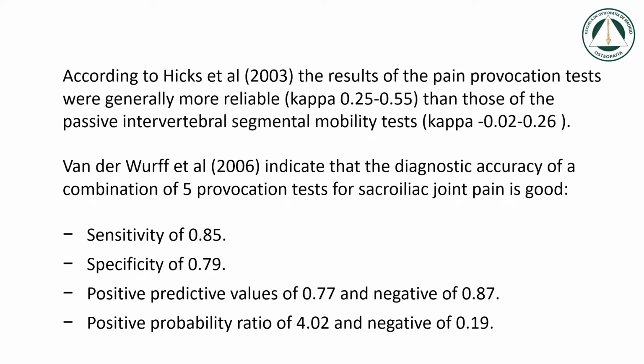Van der Werf et al. 2006 indicate that the diagnostic accuracy of a combination of 5 provocation tests for sacroiliac joint pain is good. Sensitivity of 0.85. Specificity of 0.79. Positive predictive values of 0.77 and negative of 0.87. Positive likelihood ratio of 4.02 and negative of 0.19.